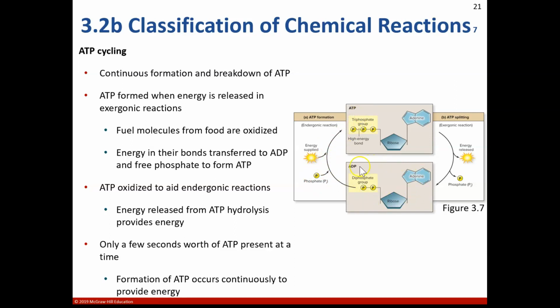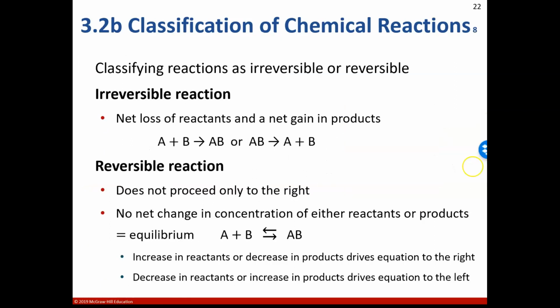So essentially what we're saying is ADP plus an inorganic phosphate plus energy that we got from our food is going to result in ATP, and this is an endergonic reaction. ATP oxidized to aid in endergonic reactions will result in energy released from ATP to provide energy. We could see that only a few seconds worth of ATP is present at a time. The formation of ATP is going to occur continuously in order to provide energy for our body.